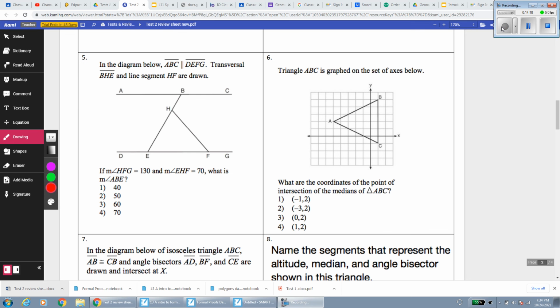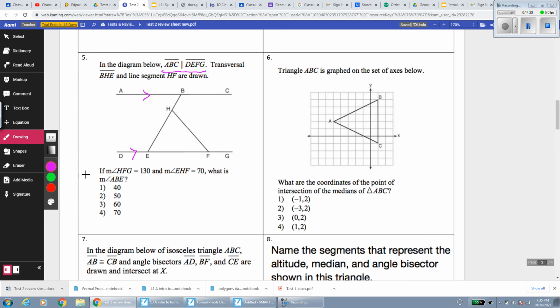So question number 5 here tells us that line segment ABC is parallel to line segment DEFG. So I'm just going to mark that in my diagram so I don't forget. And they also tell us that we have transversal BHE and line segment HF drawn into the diagram.